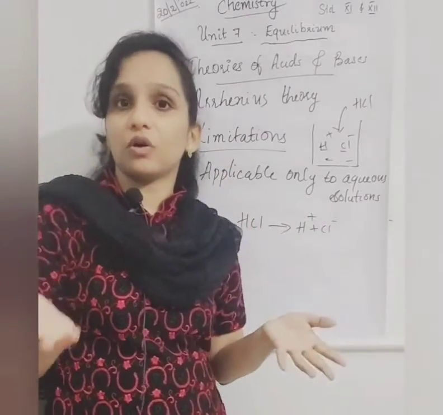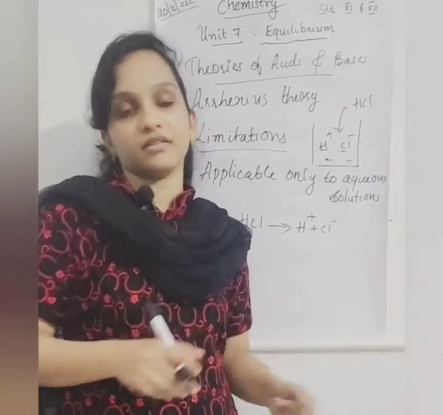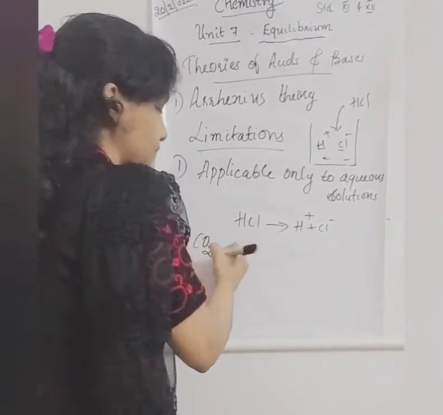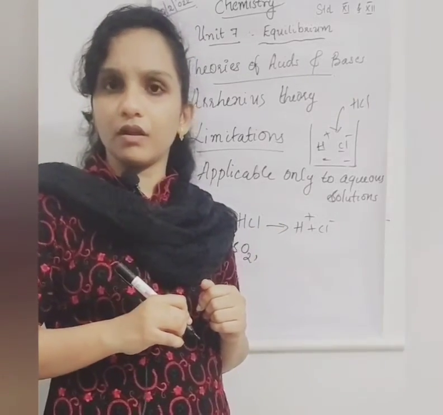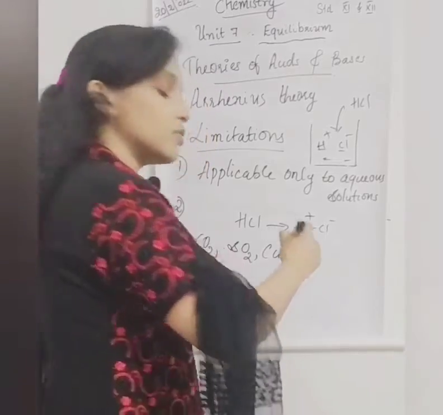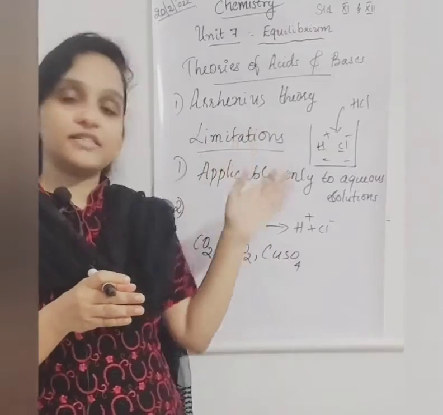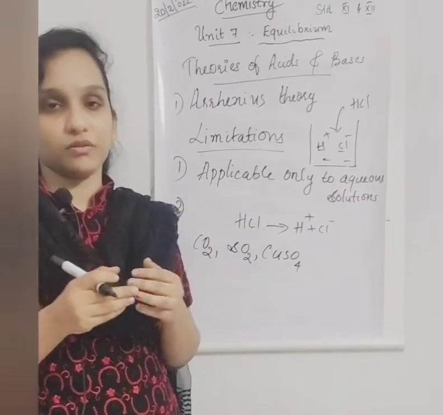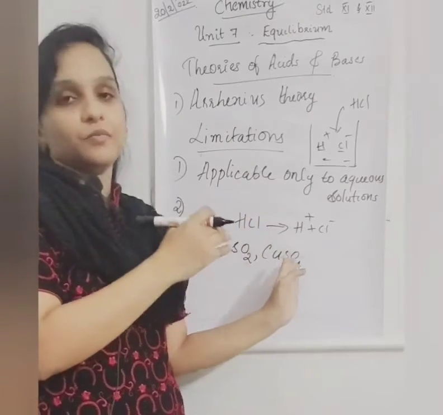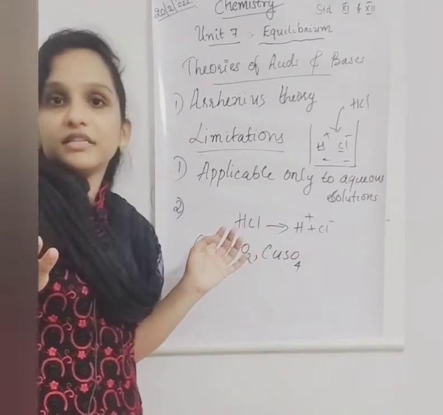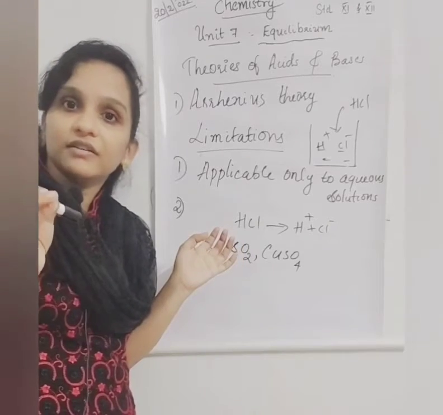But there are certain molecules which do not contain H plus, but still they are acids. For example, carbon dioxide, sulfur dioxide. Any other example? Copper sulfate. They also show acidic nature. But according to Arrhenius theory, the molecule should contain H plus ions, or a hydrogen atom should be there. Clear? So that is the second point: it does not explain the acidic nature of substances which do not contain hydrogen.